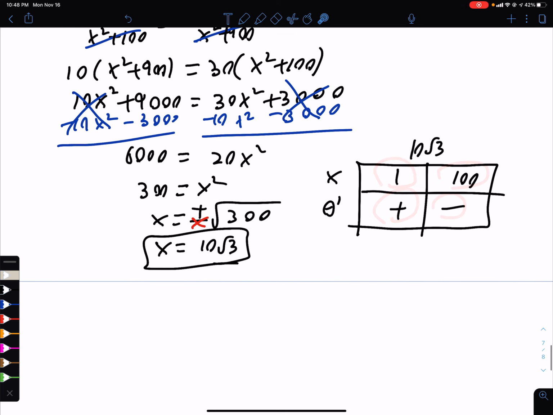So therefore, you would justify there's a relative max when x is 10 radical 3 because the derivative changes from positive to negative at that point. Then you would say since that's the only relative extrema of a continuous function, therefore there's an absolute extrema at that point.